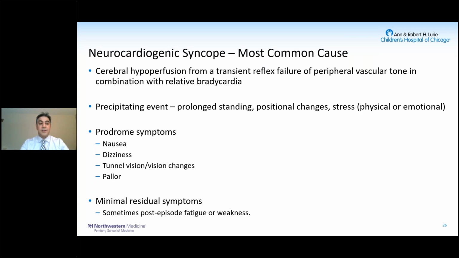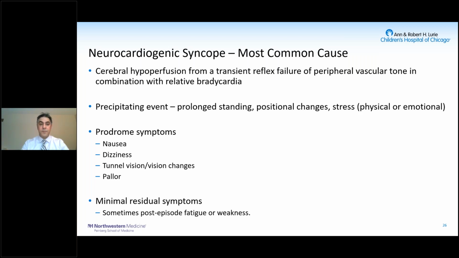They describe pretty classic prodrome signs. They felt nauseous, sweaty, clammy. Their vision was going blurry. Their hearing sounded muffled. And when they do pass out, it usually is short-lived. It's usually a few seconds. And when they come to, they have minimal residual symptoms. They might sometimes feel fatigued, a little weak, headache, but they'll remember exactly where they are, who they are, what they felt beforehand.